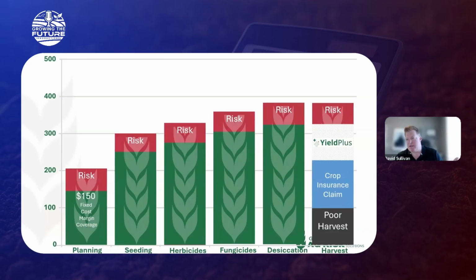And essentially what it's doing is it's turning your crop insurance policy into a GARS policy by giving you the benefit of price and input coverage and margin protection. It's just including your crop insurance yield payouts as part of the math.